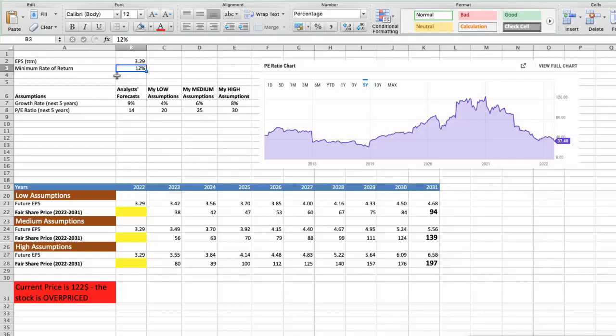For Global Payments, analysts forecast growth rate around 9% per year in next 5 years, and future P/E around 14. Again, I will use 3 different scenarios for Global Payments Company: bad, average, and good.